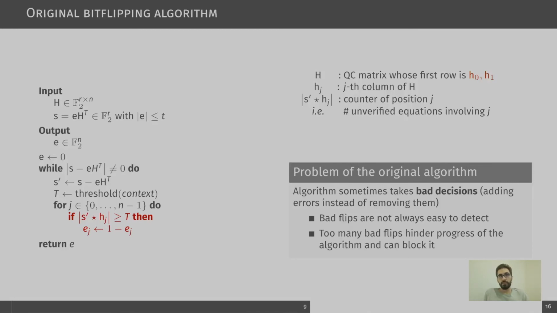The problem with this algorithm is that sometimes it takes bad decisions. Bad decisions happen when a correct position has a high counter, because the risk is that the algorithm will flip it, and by flipping a correct position, it adds an error to the pattern, and this error will be harder to detect. And if we make too many of these bad decisions, the progress of the algorithm will be hindered, and it can even lock the algorithm.